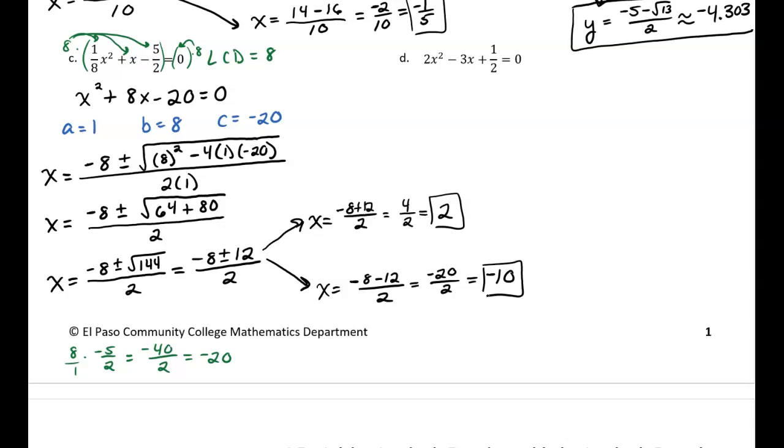And there we have it. Nice answers coming from this original equation that had some fractions mixed in. If I wanted to check it, I would still do the same thing, take these solutions that we found, plug them in, and it should make that equation equal to 0.